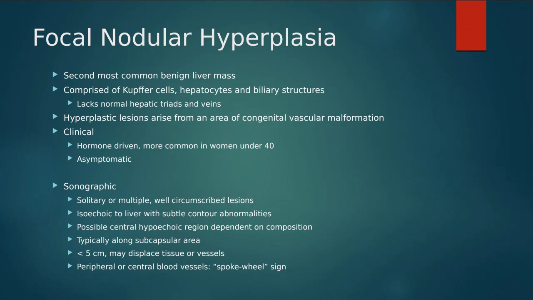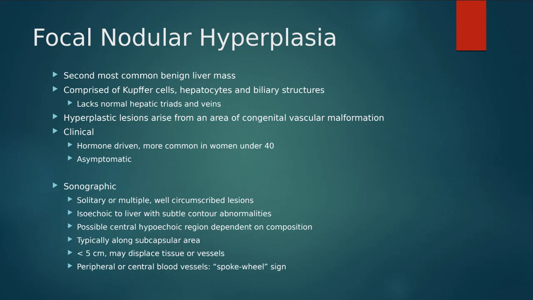They're very isoechoic to the liver tissue, and that makes it really hard for us to find. It's made up of liver tissue, so it's blending right in with its surroundings. We could see a possible central hypoechoic component to those lesions. We're typically going to see these along the subcapsular area, so right on that inner border of the capsule. They're going to be small. They can start to displace the surrounding normal functional tissue and vessels. And then we can also see what's called a spoke wheel sign. So this is when we have an area where there is either peripheral blood flow around the outside of the vessel, or blood flow going into the vessel.